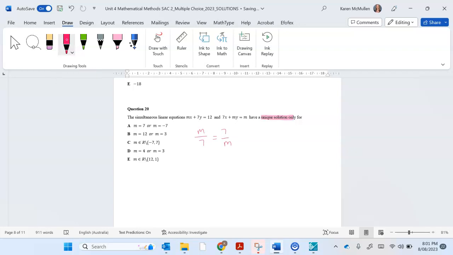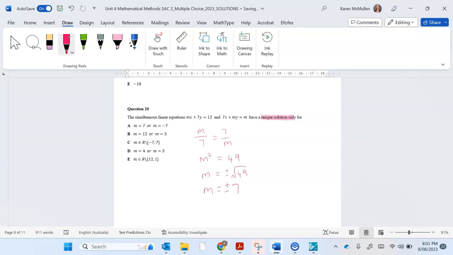For this one, m is 7m. What am I doing? So m squared equals 49. So m can equal plus or minus the square root of 49, which is 7.